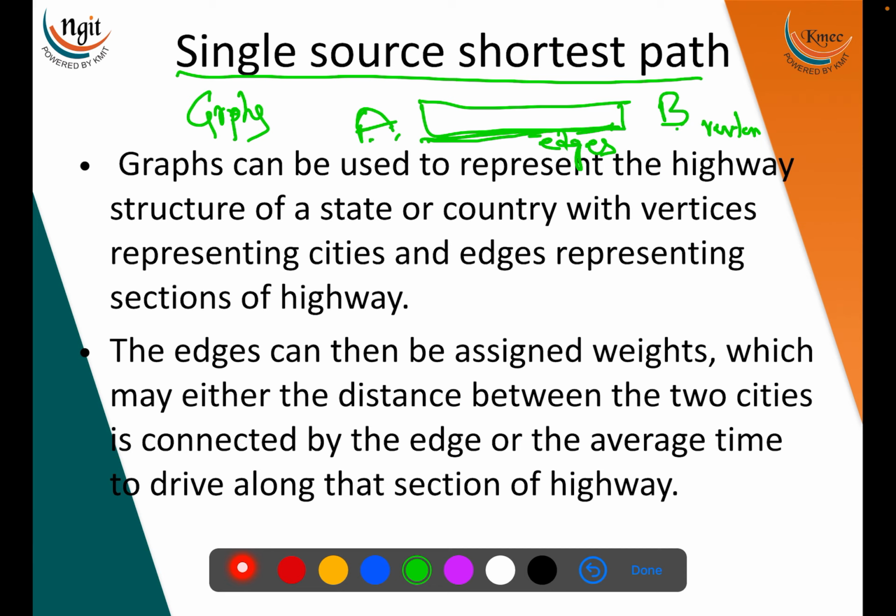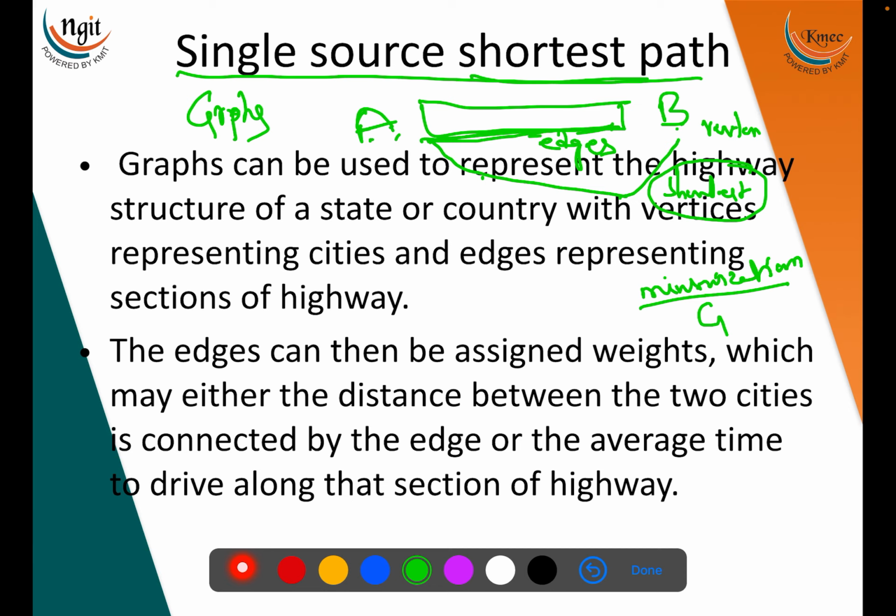Now assume that there are two possible edges to reach B. Which edge will the people select? Basically, they will select the shortest path. When I use the term shortest path, you can understand this is also a minimization problem. Where minimization and maximization results come into the picture, there we apply the greedy method. So this is an optimization problem and a minimization problem, and we are going to apply the greedy method on this to find the shortest path.